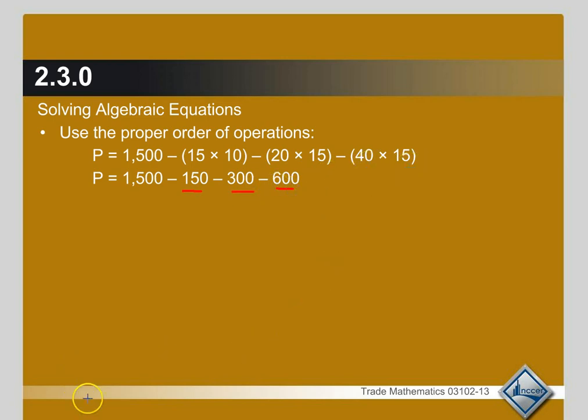Then we apply our next rule, which is working from left to right: multiply, divide, add, and subtract. This happens to be all subtractions, so we subtract 150 from 1500, and then we subtract 300, we subtract 600, and our answer is 450.